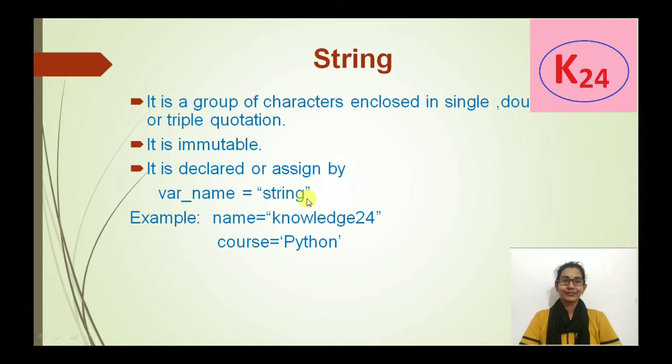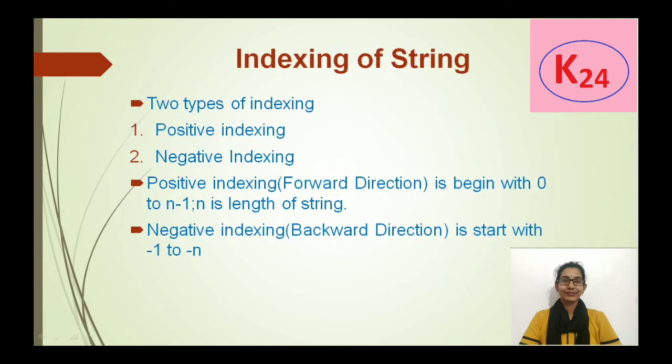Each character in a string has a unique index, and Python provides two types of indexing: positive indexing and negative indexing. Positive indexing is also called forward direction because it starts from the left-hand side and goes to the right-hand side. So it begins with 0 to n minus 1, where n is the length of the string. Then second is negative indexing, also called backward direction because it starts from the right-hand side and goes to the left-hand side. So it starts with minus 1 to minus n.